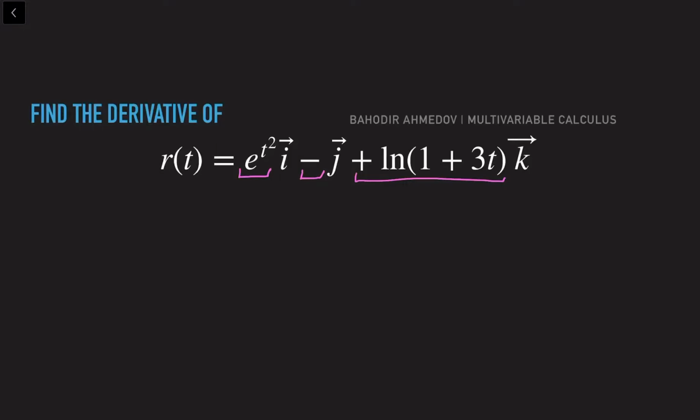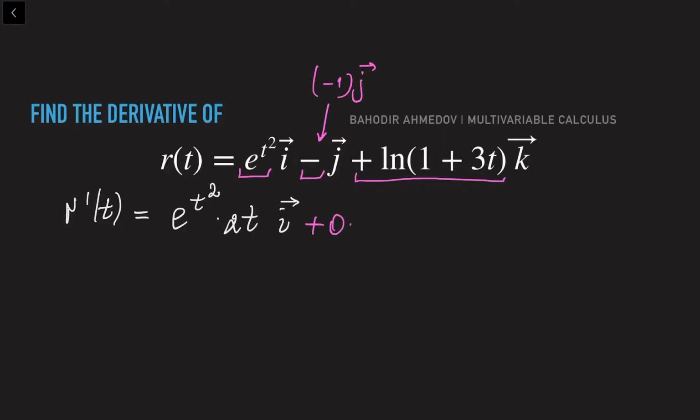And if I would like to find the derivative of the vector function, we just need to find its derivatives component wise. Basically, we're going to find the derivative of the first component. It's going to be e to the power of t squared times the derivative of t squared, which is 2t. We just need to multiply this by i. The derivative of the second component, minus 1 times j, is simply 0. So we're going to write this as plus 0 times j.